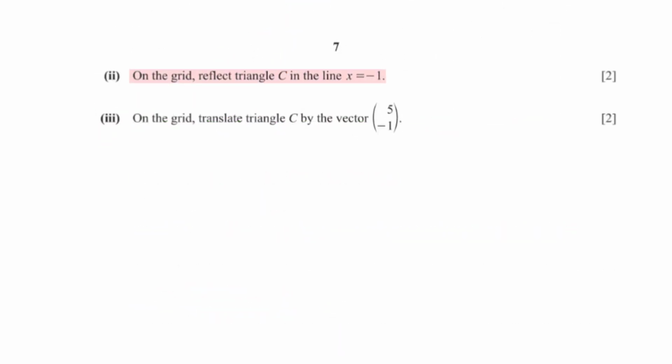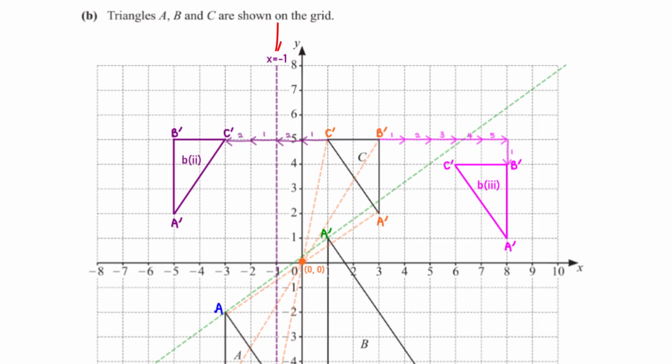On the grid, reflect triangle C in the line x equals -1. So first, we draw the line of reflection, which is x equals -1. Then from here, we need to reflect the vertices of triangle C in the line x equals -1.